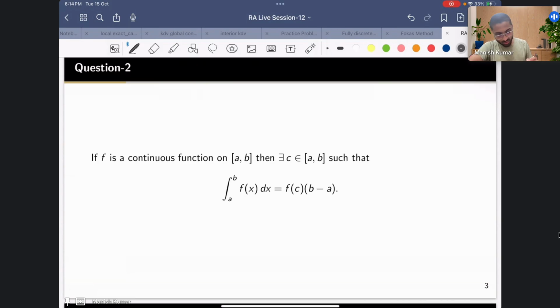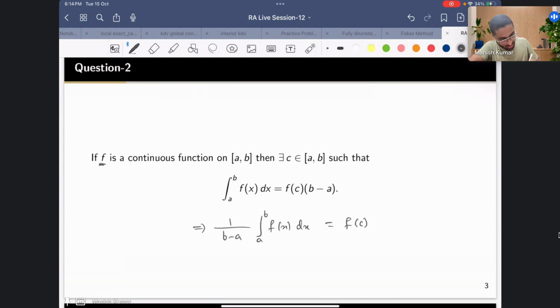So over here you have been given that the function f is a continuous function on any closed interval a comma b. So you have to show that there will exist a point c in (a, b) such that this integral value is equal to f(c) times (b minus a). In other words, you can rewrite this as 1 by (b minus a) times the integral of f(x) dx over a to b is equal to f(c).